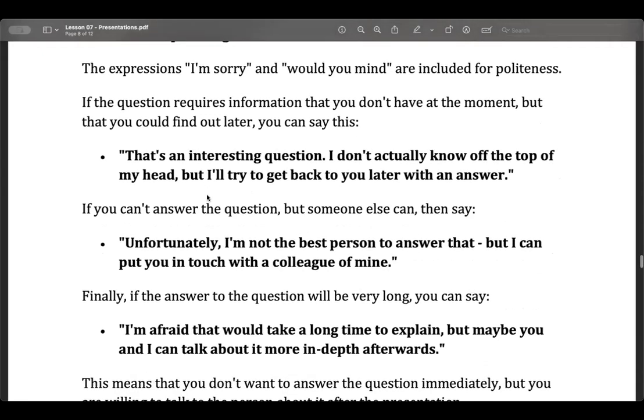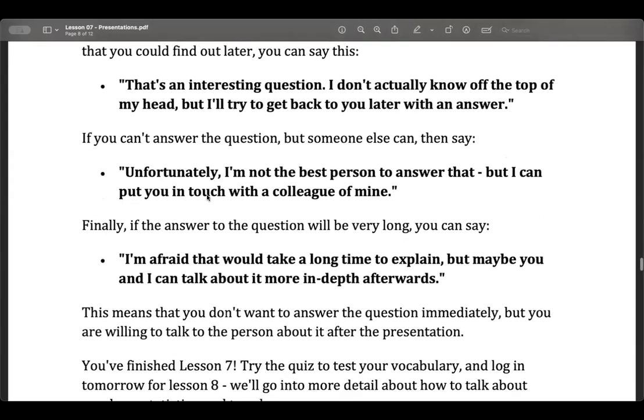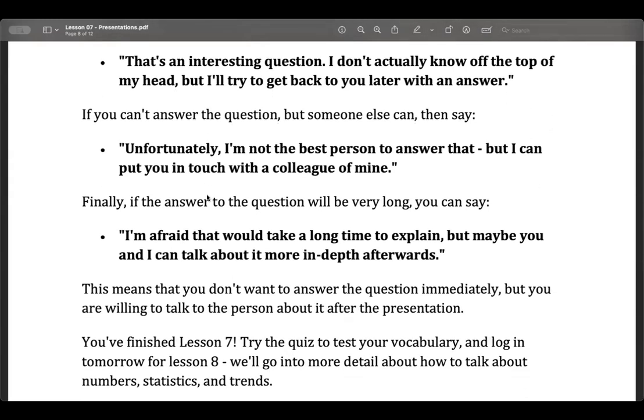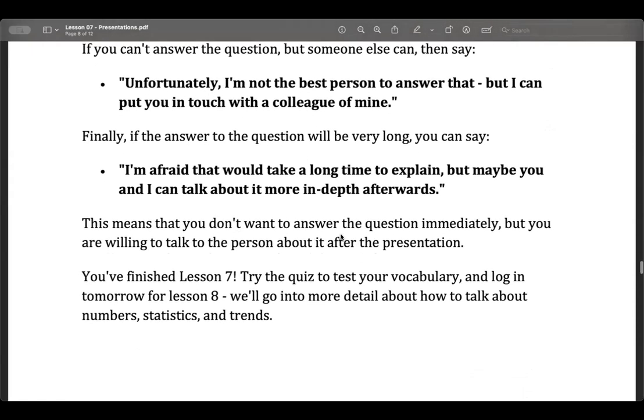Finally, if the answer to the question will be very long, you can say, I'm afraid that it would take a long time to explain, but maybe you can talk about it more in depth afterward. This means that you don't want to answer the question immediately, but you are willing to talk to the person about it after the presentation.